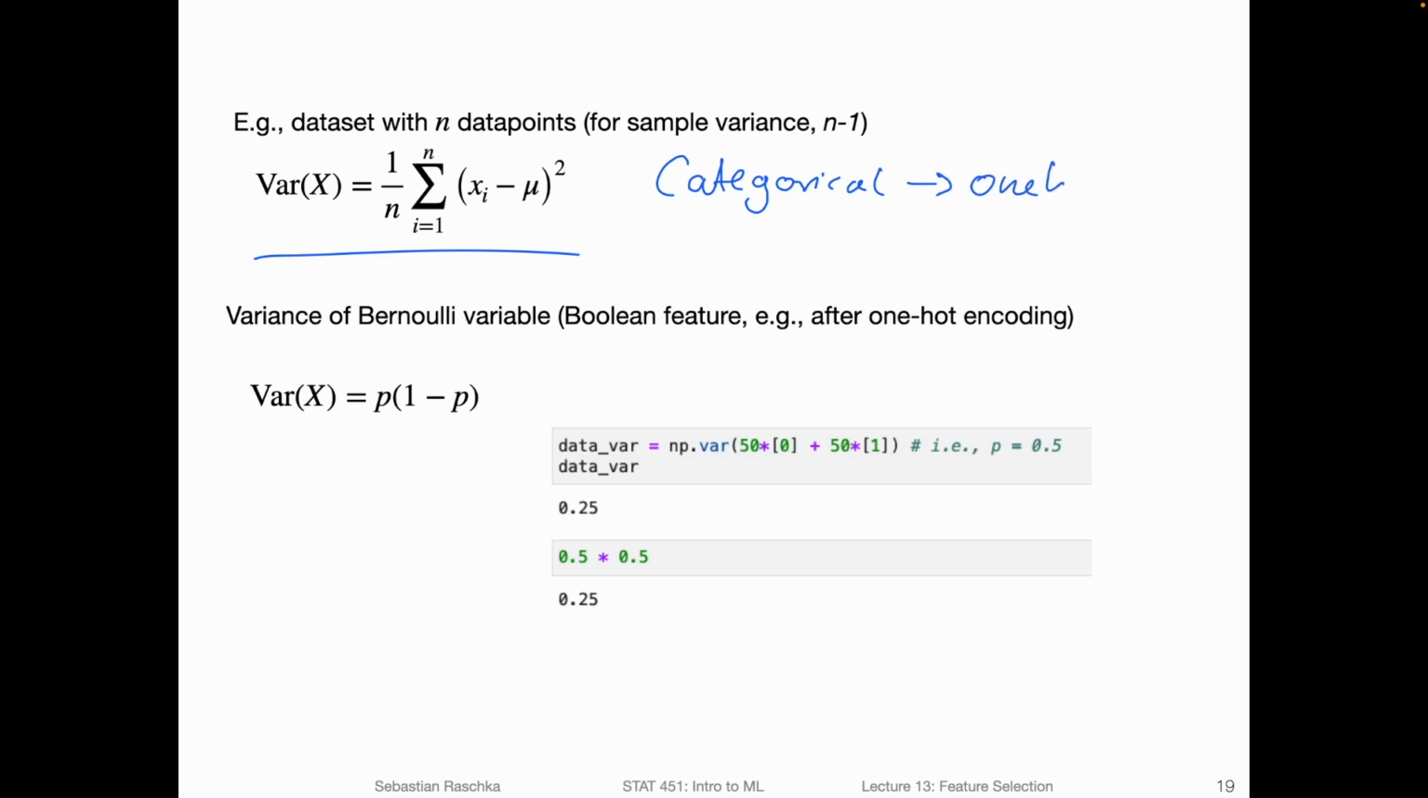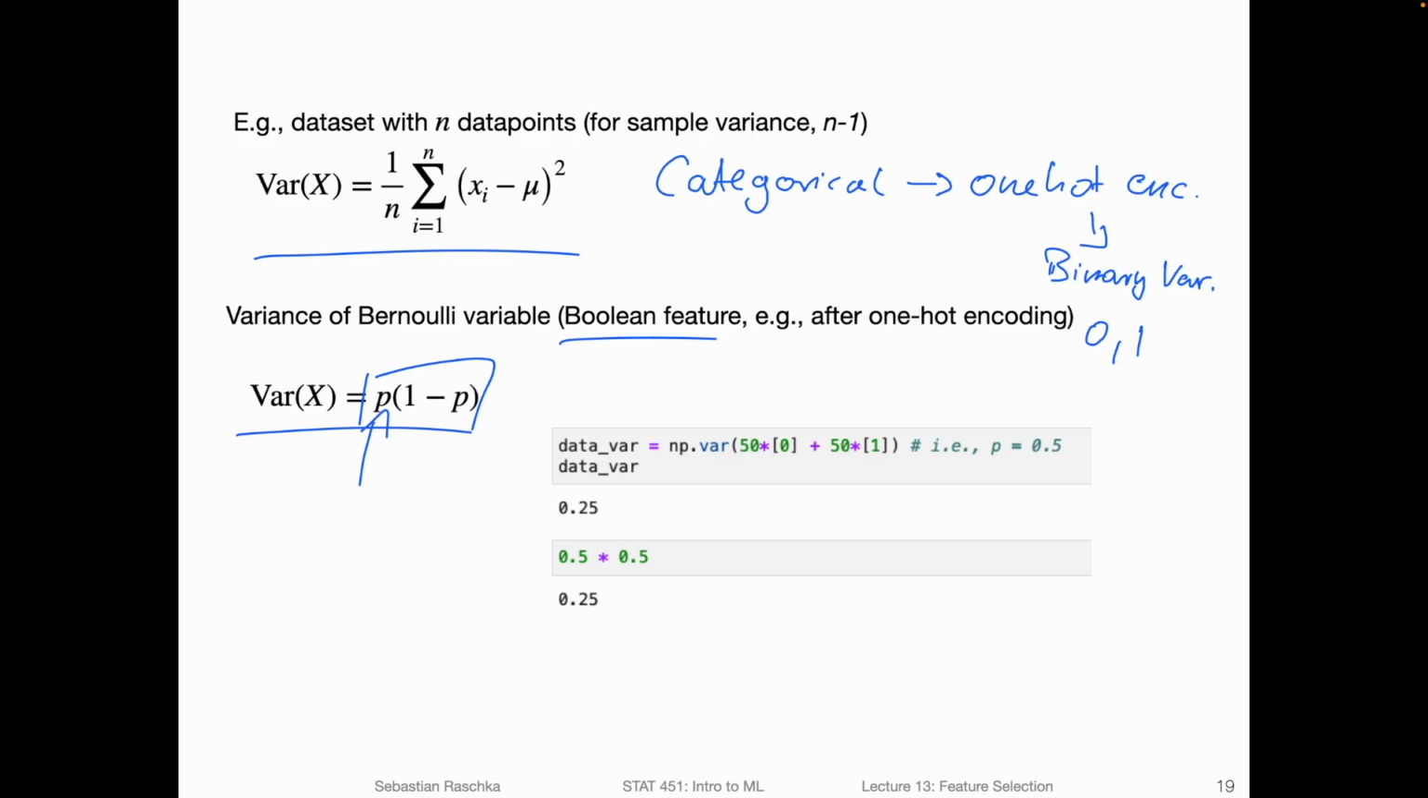usually a one-hot encoding to construct the binary variables or Boolean features. So each of these binary variables, for each data point, we can observe a value 0 or 1. So we can think of this as a Bernoulli variable. And if we have a Bernoulli variable, we can compute the variance as follows. So p times 1 minus p, where p here is the probability that it is 1, right?